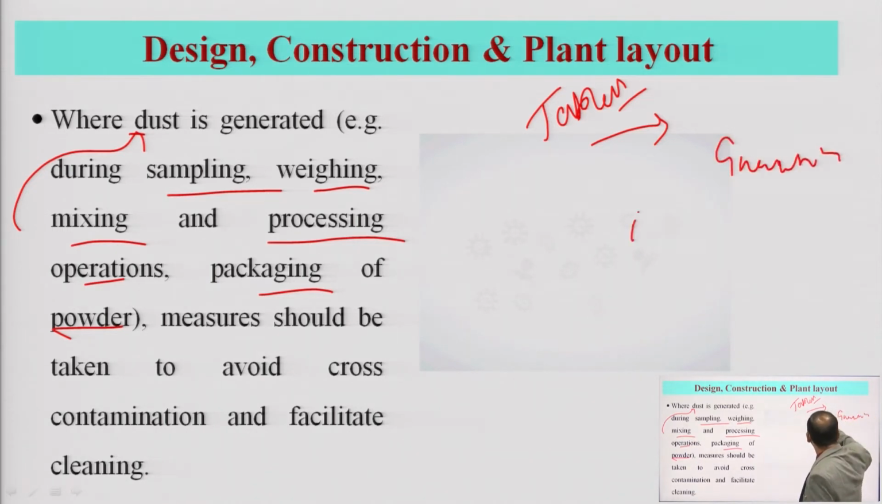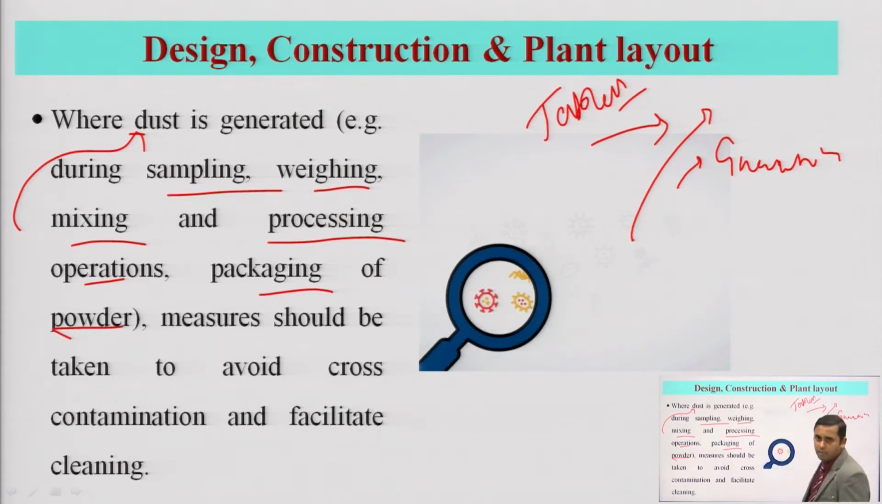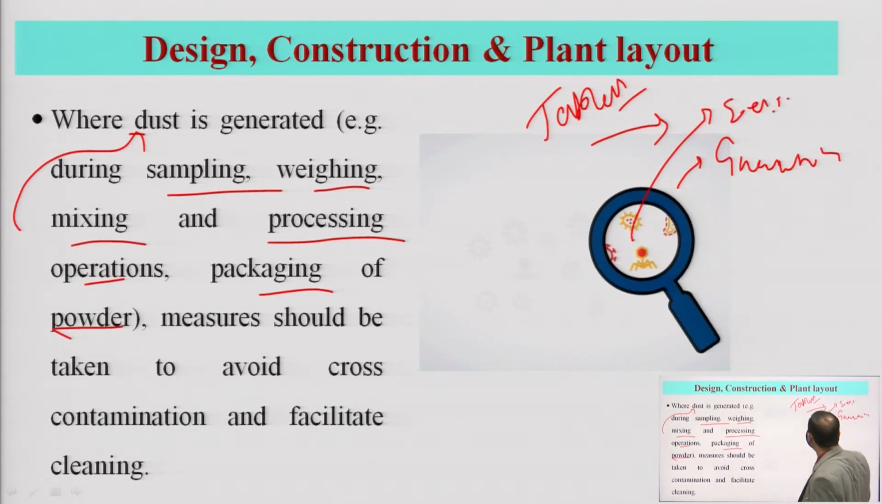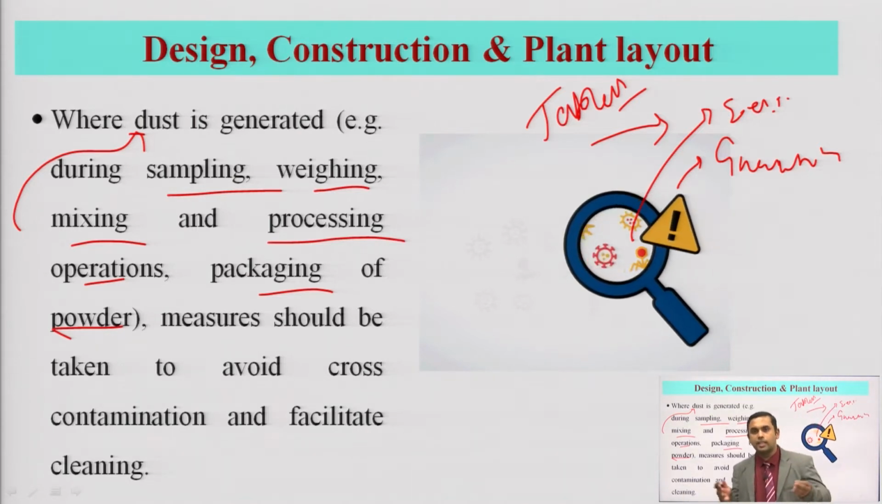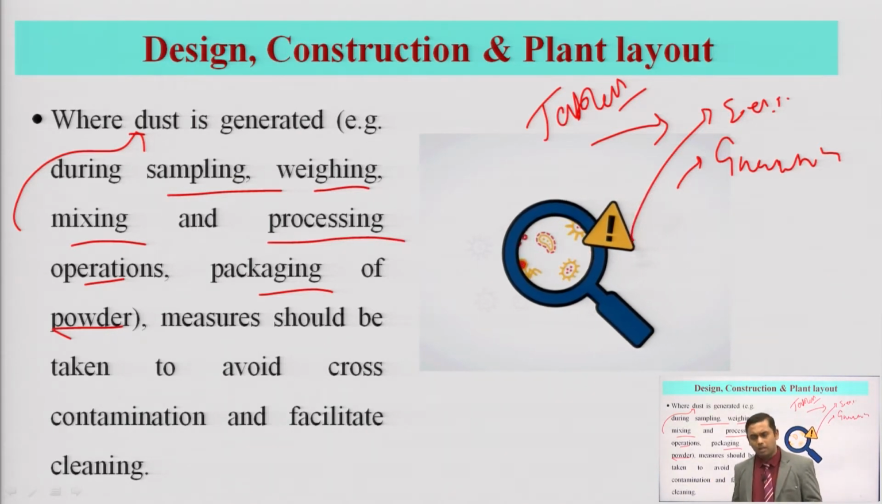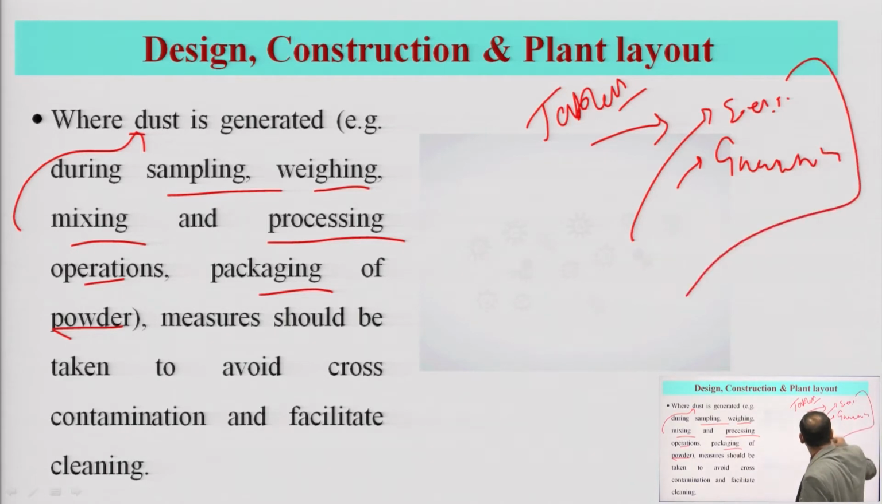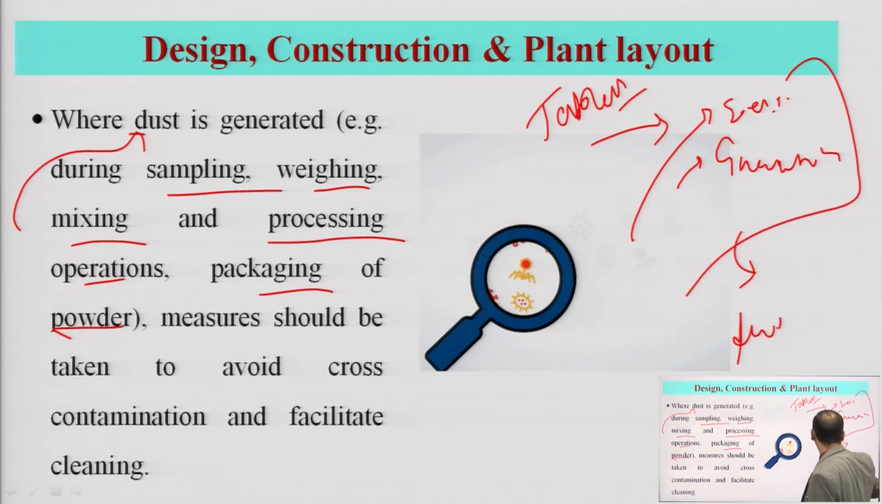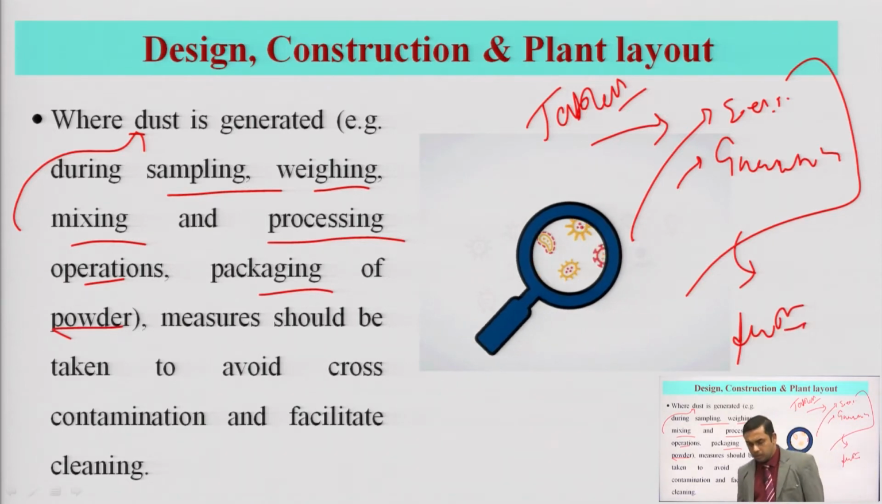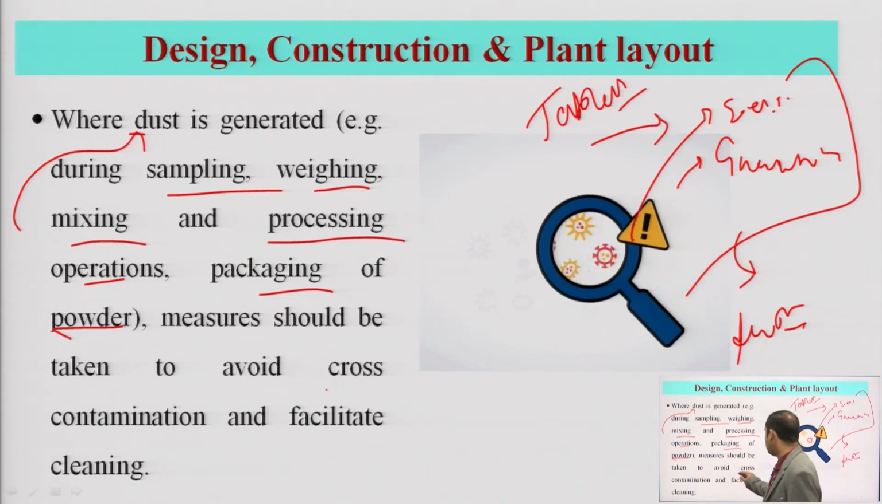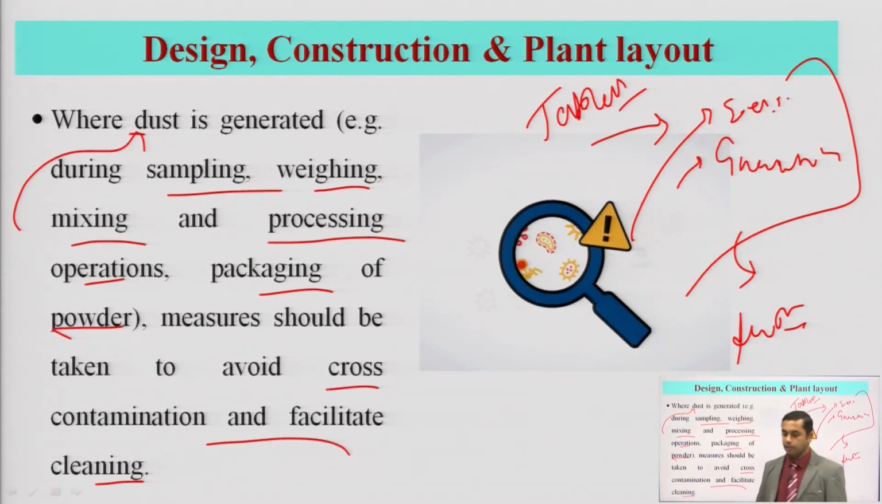Granulation. But before granulation there is another task called sieving. In sieving, what are we actually doing? We sieve all these things, our starch, our lactose and other materials. During sieving there is a chance that a lot of dust may come, so such things should not be hampered. Measures should be taken to avoid such cross contamination and to facilitate cleaning.